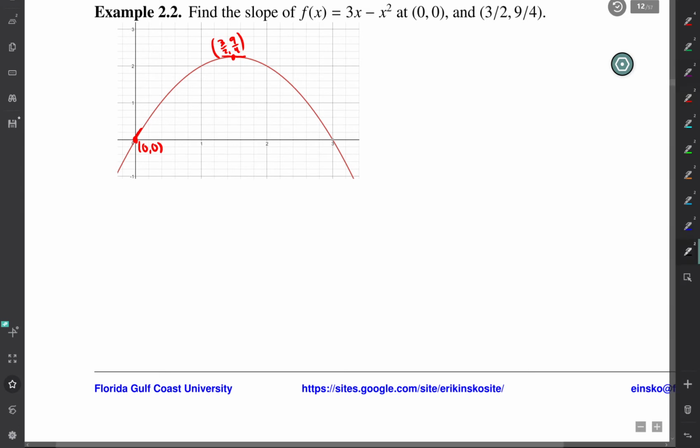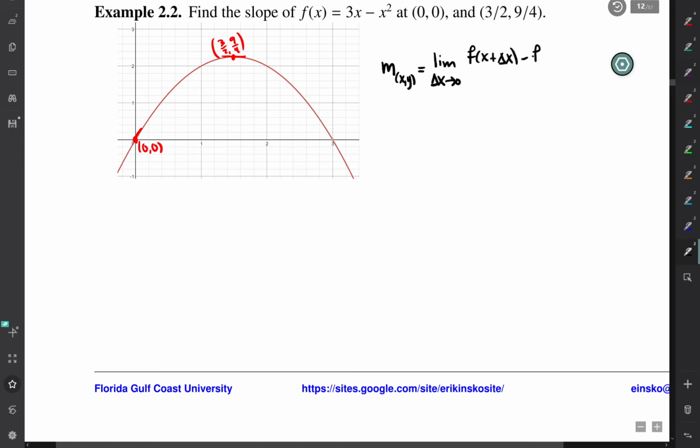And we're going to use the limit definition of the derivative, and so that tells us that the slope at a point m of (x, y) on this curve is going to be the limit as delta x goes to 0 of f of x plus delta x minus f of x all over delta x.